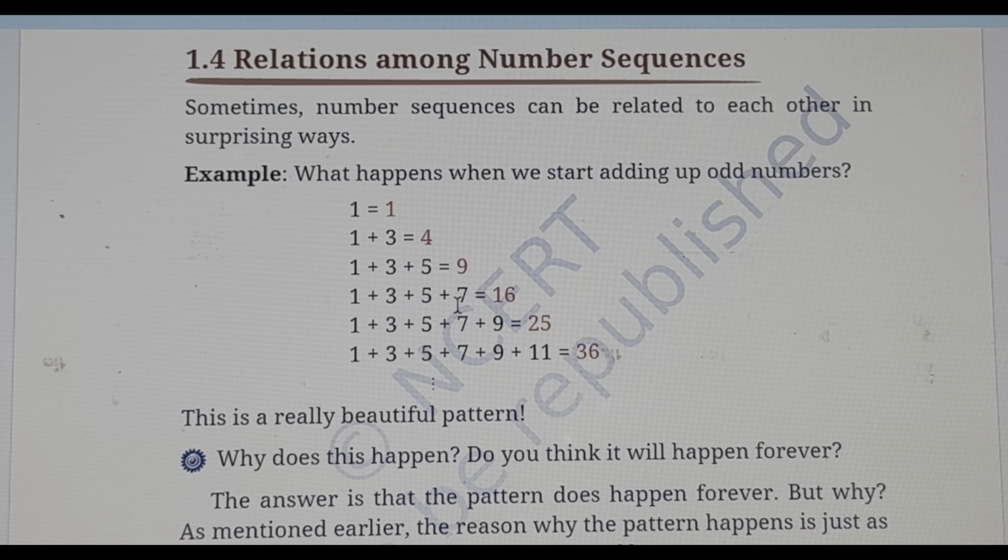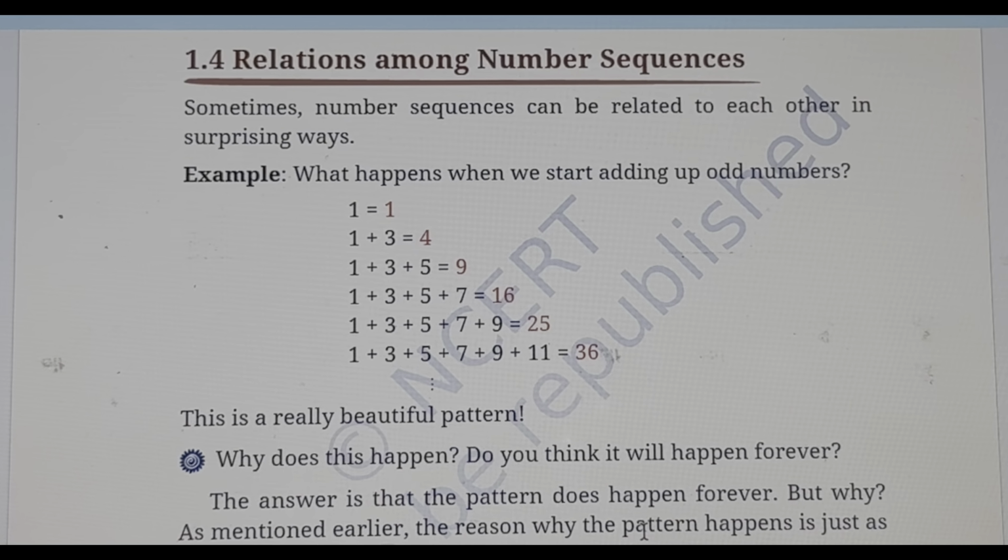So 1 plus 3 plus 5 plus 7 is 16. 1 plus 3 plus 5 plus 7 plus 9 is 25. 1 plus 3 plus 5 plus 7 plus 9 plus 11 gives you 36. Right? Such a beautiful pattern. Right? So why does this happen? I'll explain this further through a picture, right? But why will this happen forever? So you can try, yes, it will happen forever. Okay, so the reason we'll see.